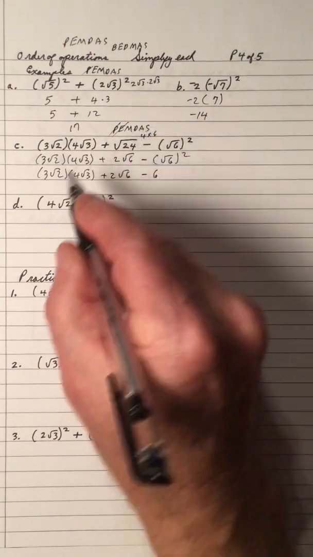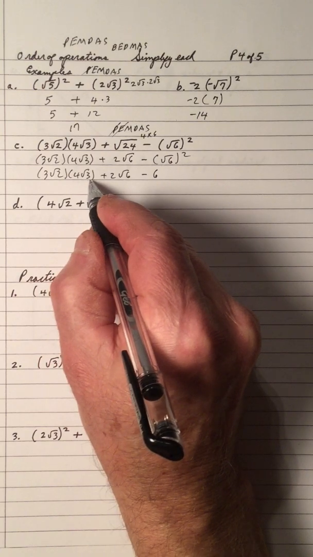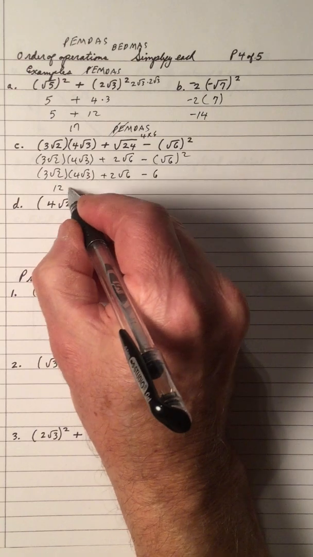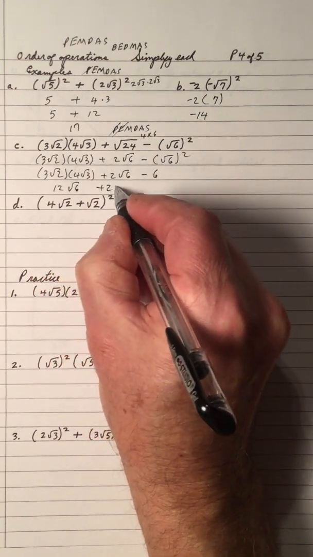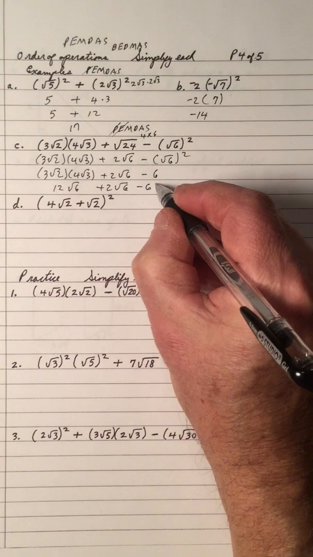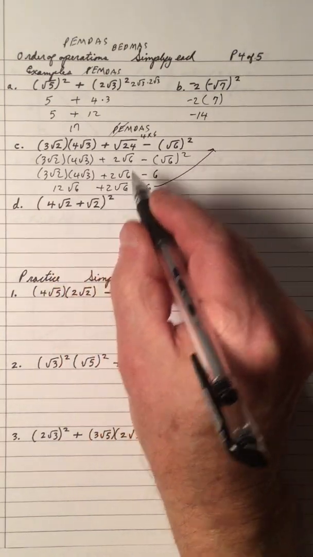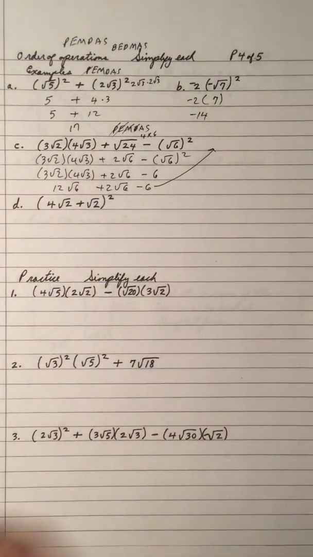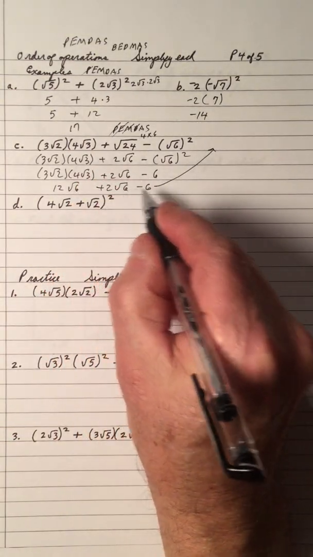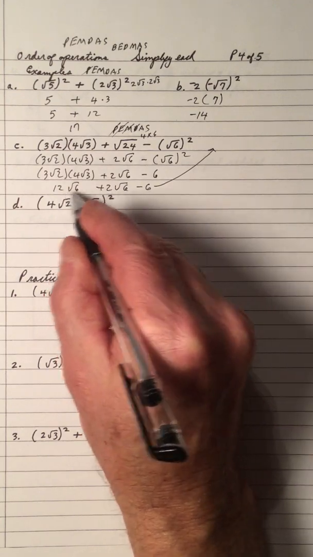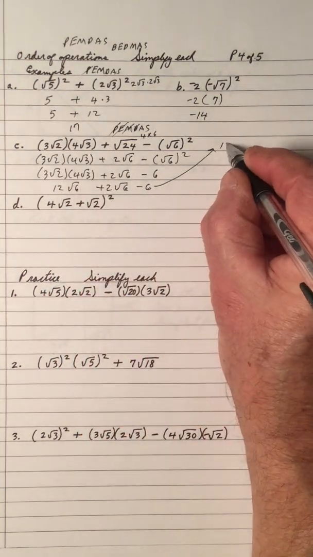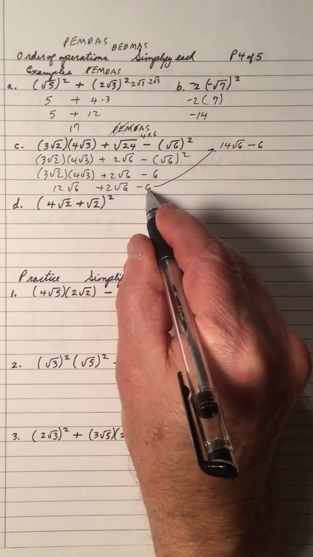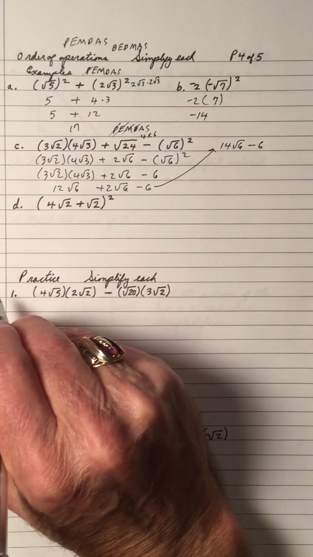Now we have multiplication, division, left to right, so I have to multiply these two first. So 3 times 4 is 12. Root 2 times root 3 is root 6. So that's done. And now I have to look at this. Multiplication, division is done. I have to do addition, subtraction from left to right. That's a root 6, and that's a root 6. That's a 6. I can only add these two, or subtract these two. So that's a 14 root 6, subtract 6. Because that's not a like term, so I can only add the two of these together.